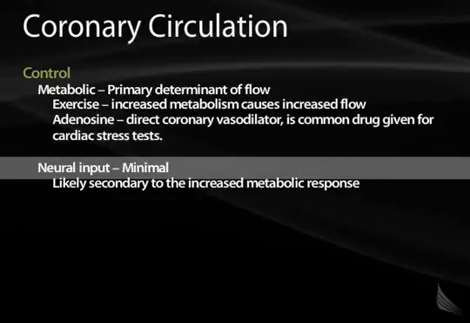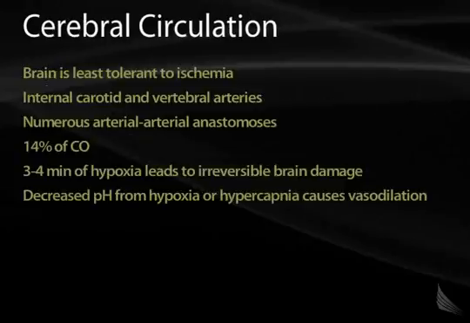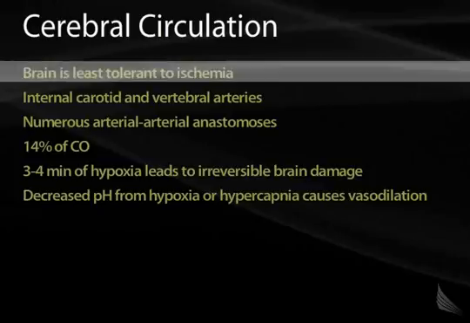The amount of neural input to the coronary arteries is very minimal. The cerebral circulation is responsible for delivering blood flow to the brain. The brain is one of the least tolerant parts of the body to ischemia. Therefore, the cardiac output to the brain has to remain constant.